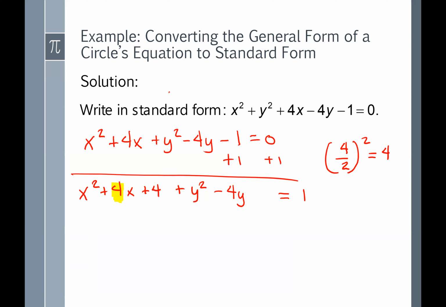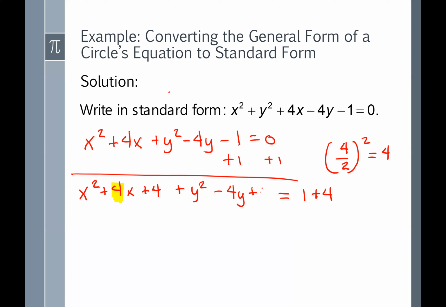Now, whatever I add to the left-hand side of the equation, I must also add to the right-hand side of the equation. We must keep this equation in balance. So the right side and the left side must be balanced. All right, and I'm going to do the same thing to the y, and it turns out that the coefficient on y is also 4. 4 divided by 2 is 2. 2 squared is 4.